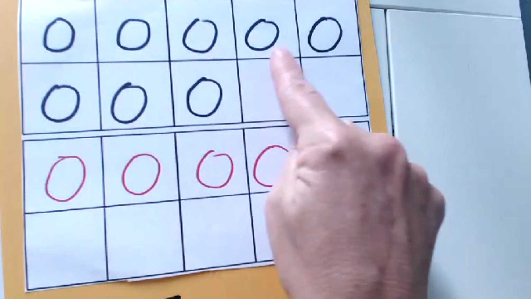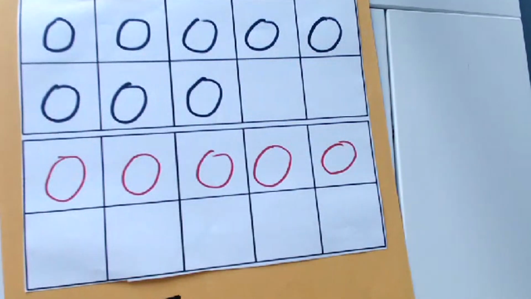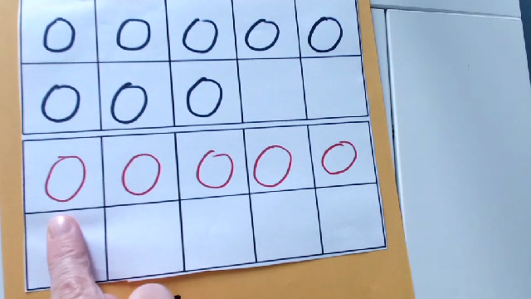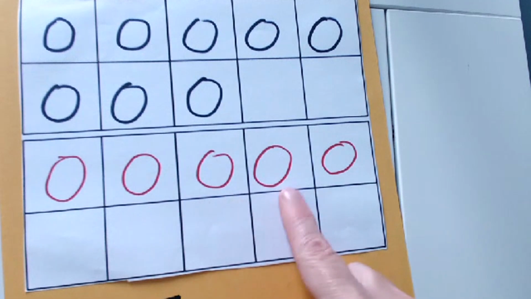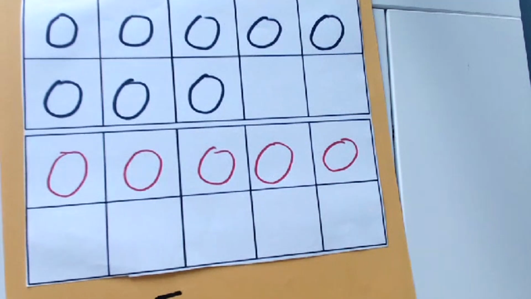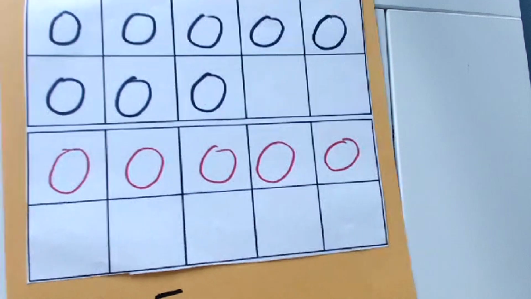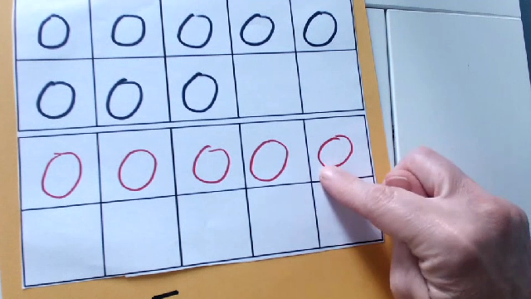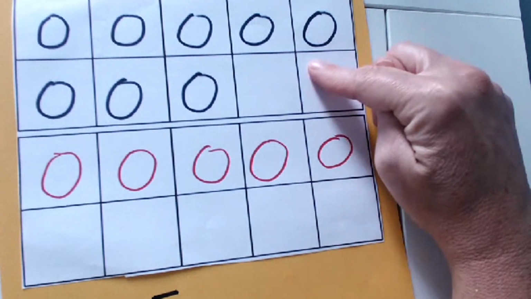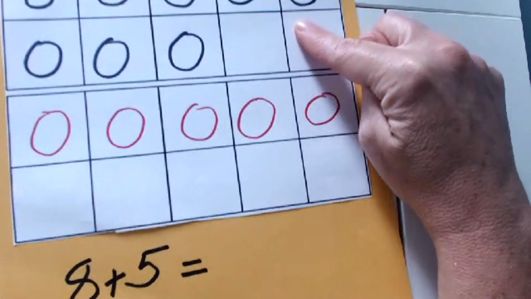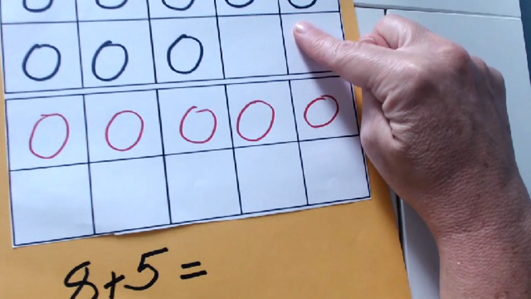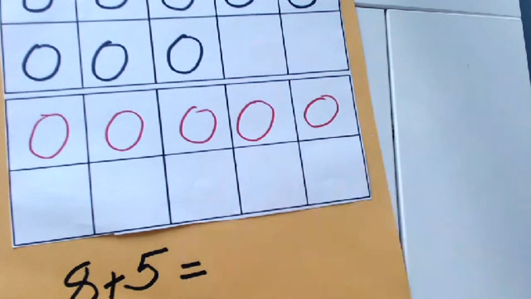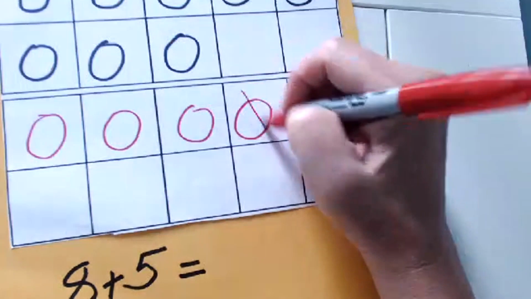1, 2, 3, 4, 5, 6, 7, 8. And then I drew 5 circles down here. 1, 2, 3, 4, 5. So if I want to find this sum and I make a 10, what can I do, friends? I can move circles from that bottom tens frame up to the top tens frame, and then we can make our 10 equation. If I move 2 circles, because that's what's left, I'm going to cross them off here.